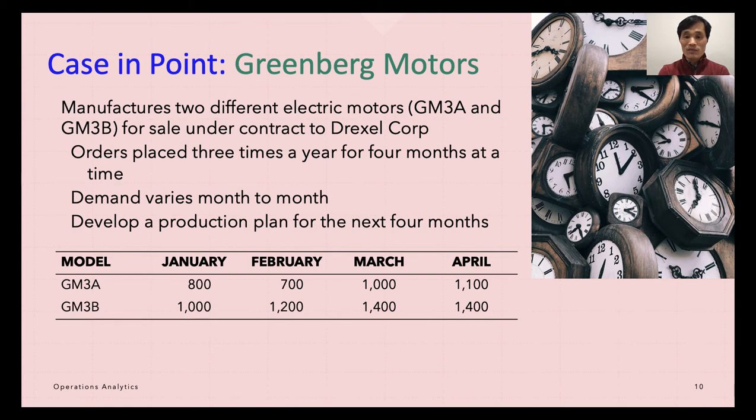Drexel's demand for motors varies each month based on its own sales forecast, production capacity, and financial position. Greenberg has just received a January to April order and must begin his own 4 months production plan. The demand for motors is shown in this table. For January, GM3A, 800 of them, GM3B, 1000, February, March, April, and so forth.